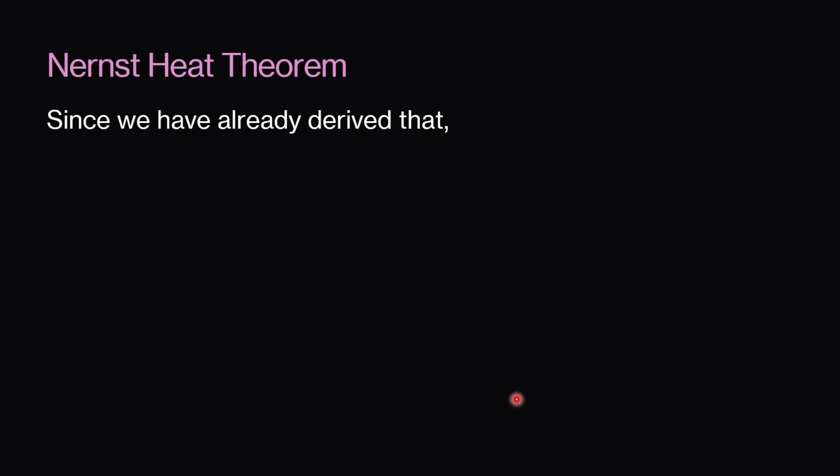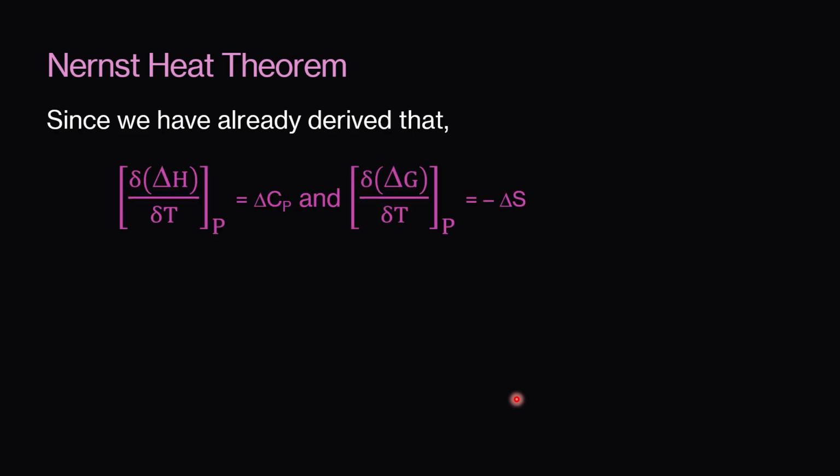Now, this is the third relationship we have already derived. No need to mention anything about that. And this one, the second relationship, has also been derived in the first slide. So, since this one becomes 0 at T tends to 0, and this one also becomes 0 at T tends to 0, then conversely, delta Cp and minus delta S will also become 0 at T tends to 0.